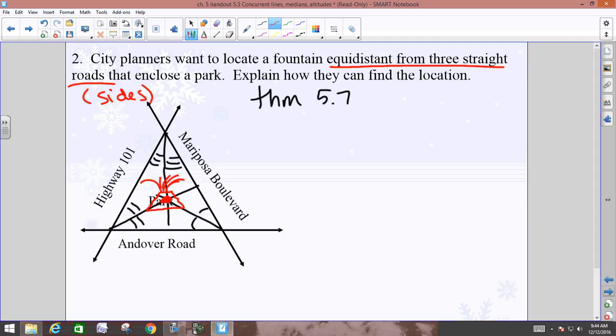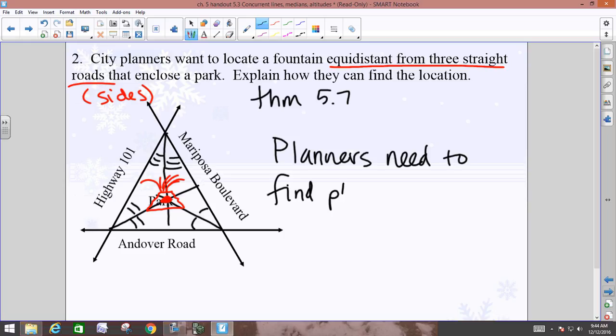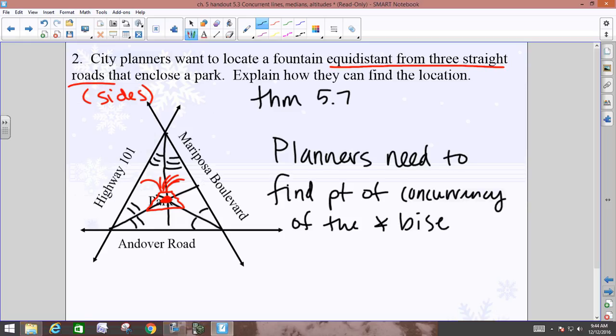It's a volcano fountain since I used red. Okay. So explain how they can find the location. Planners need to find the point of concurrency or intersection of the angle bisectors.